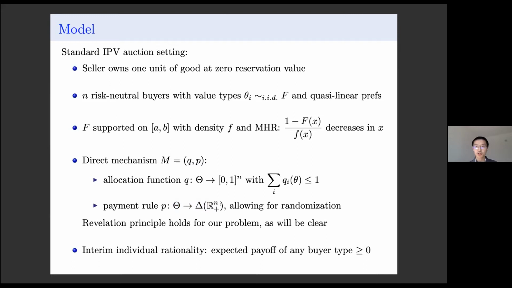We're going to throughout assume that the buyers can walk away. That is, we impose the interim individual rationality constraints, which requires the expected payoff of every buyer type to be non-negative.